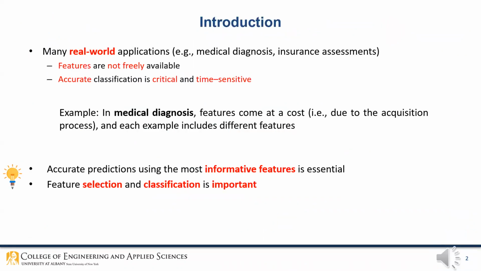In many real-world applications, features are not freely available. For instance, in medical diagnosis, features come at a cost that is due to the acquisition process, and each example includes different features. Nonetheless, accurate classification is critical and time sensitive. Therefore, making accurate predictions using the most informative features is essential.